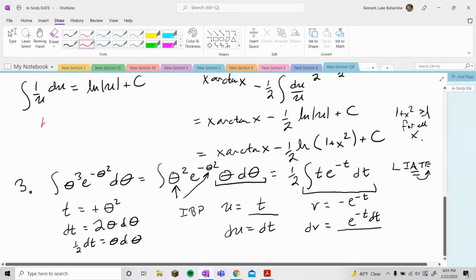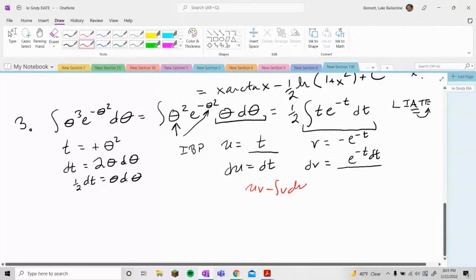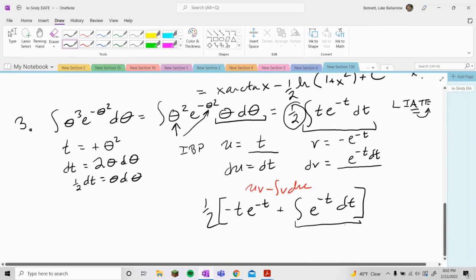So in general, let's say k is non-zero, then the integral of e to the kx dx is 1 over k e to the kx plus c. This also works for sine and cosine. Okay, so then we use our integration by parts formula. So we have uv, negative t e negative t, with the 1/2 of course, minus the integral of v du. This double negative turns positive, the integral of e negative t dt. So we integrate this once more. So this would be 1/2 negative t e negative t minus e negative t plus c.